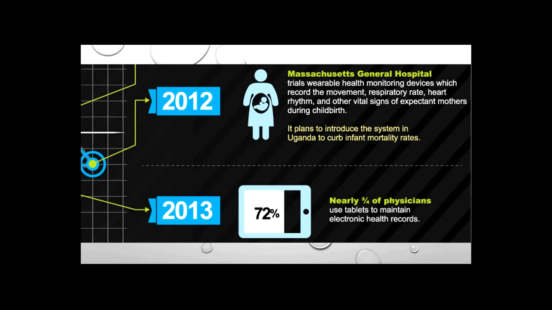Then after that, since that time, many of you know how we started the transition, but in 2012, Massachusetts General Hospital started to do trials that had wearable health monitoring devices, which record the movement, respiratory rate, heart rhythm, and vital signs of expectant mothers during childbirth. And they plan to introduce the system in Uganda to curb infant mortality rates. By 2013, nearly 3/4 of physicians use tablets to maintain electronic medical records. So we've really come a long way in a fairly short amount of time.